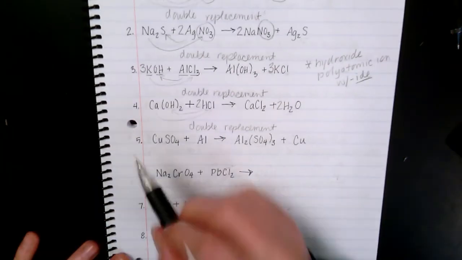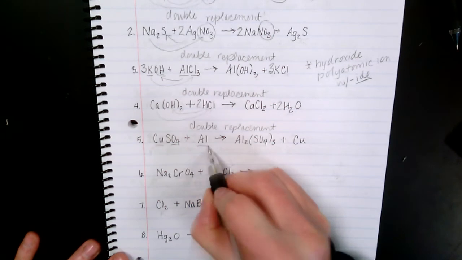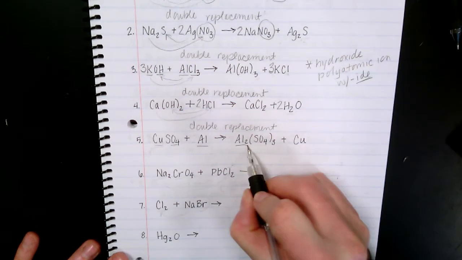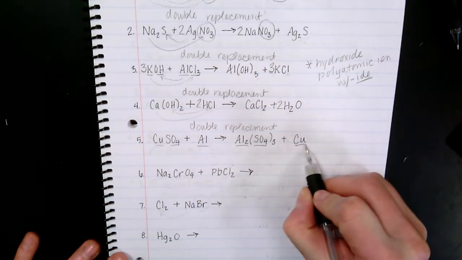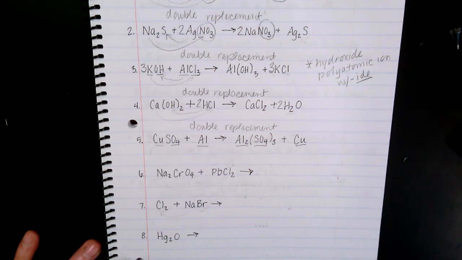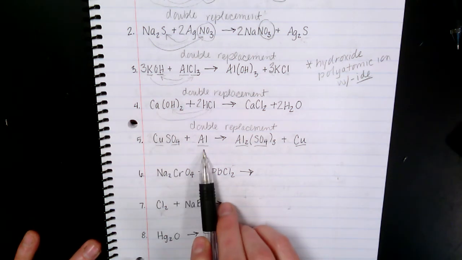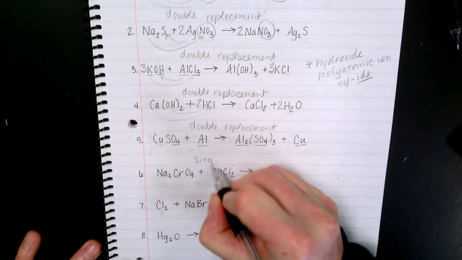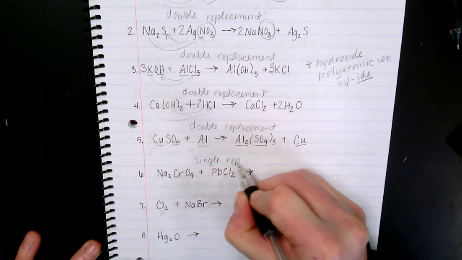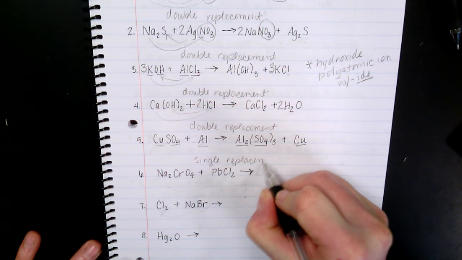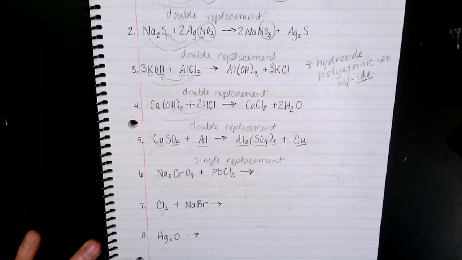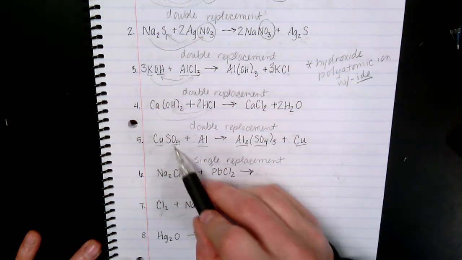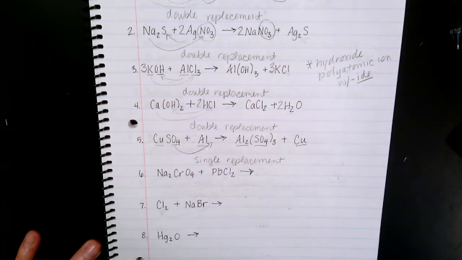Next one, we have copper sulfate and aluminum react to form aluminum sulfate and copper. All right, so we have a compound with 2 things in it and a single element. So this is a single replacement reaction. So now aluminum is going to get the ending of this, and it's going to leave copper by itself.